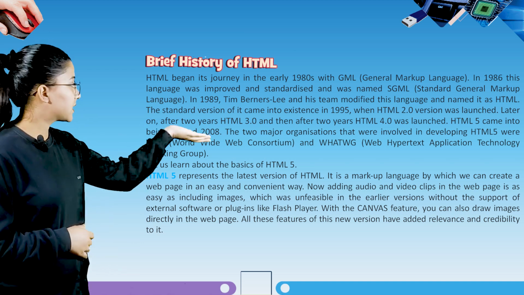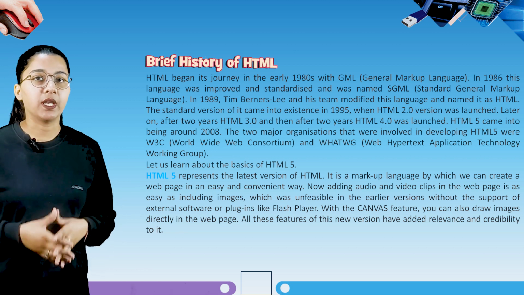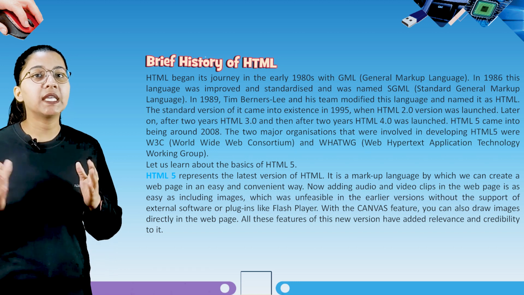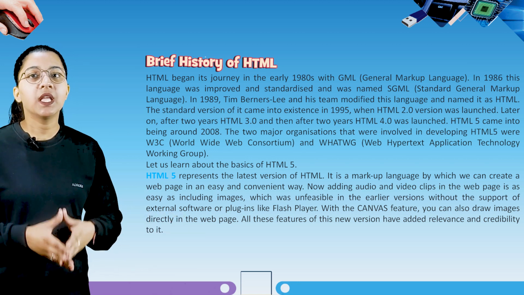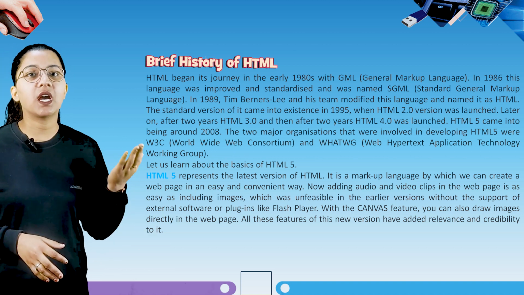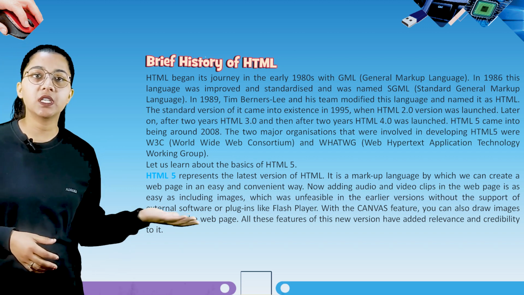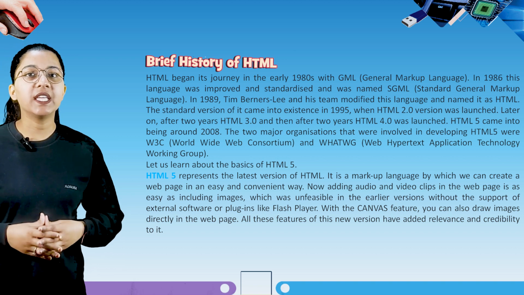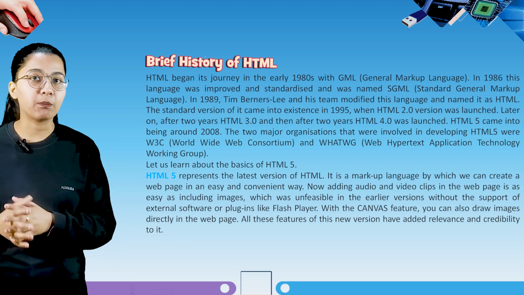So first is HTML5. HTML5 represents the latest version of HTML. It is a markup language by which we can create a web page in an easy and convenient way. Now, adding audio and video clips in the web page is as easy as including images, which was unfeasible in the earlier version. Without the support of external software or plugins like Flash Player, with the Canvas feature, you can also draw images directly in the web page.